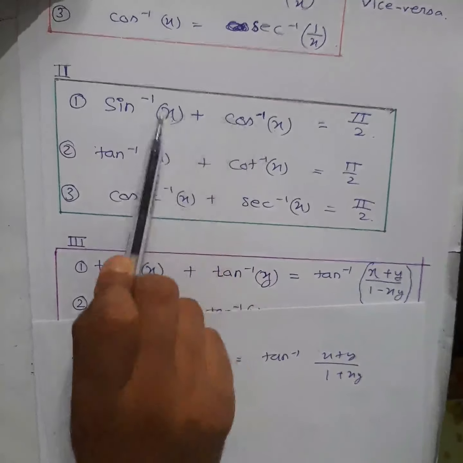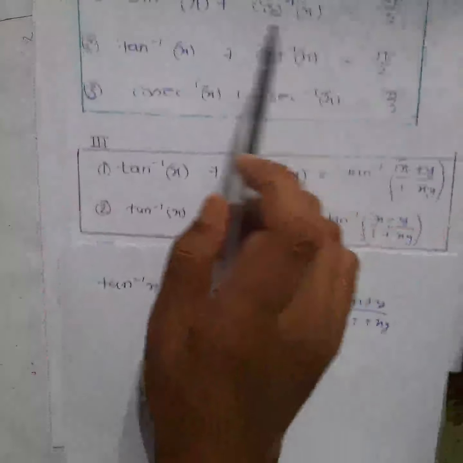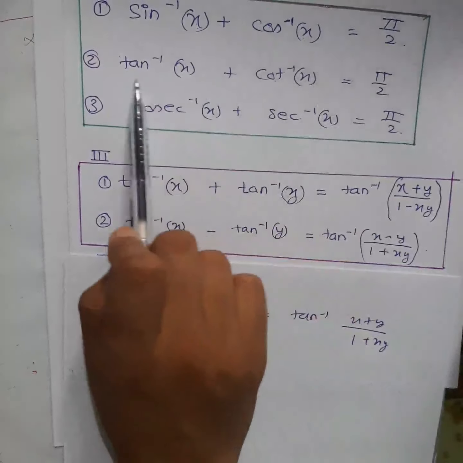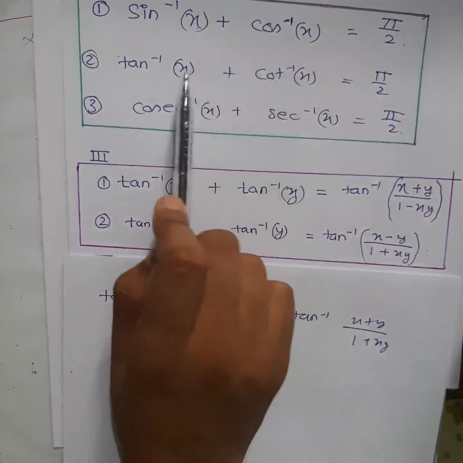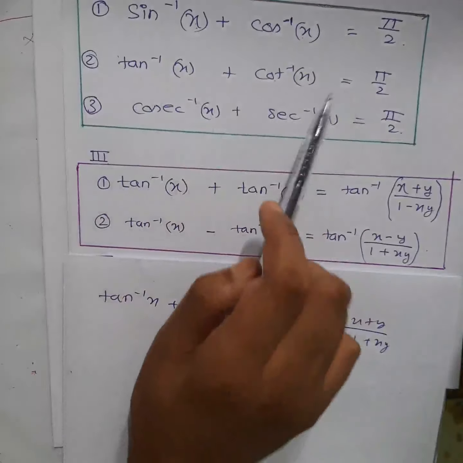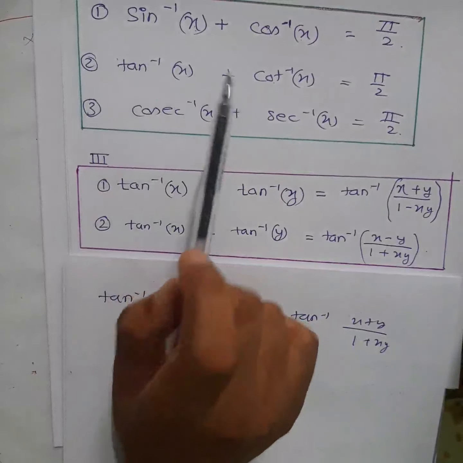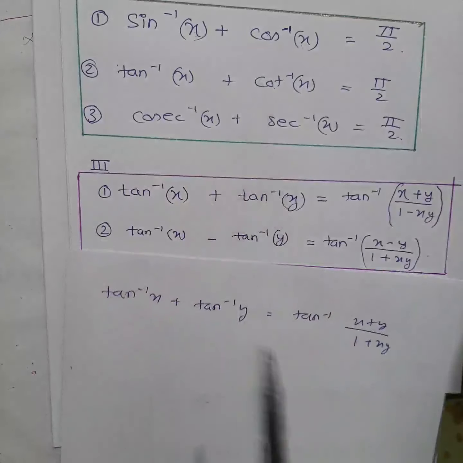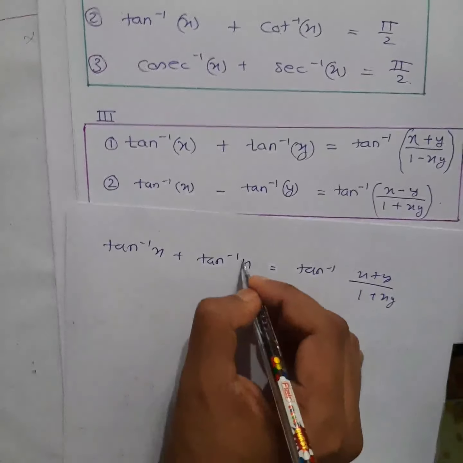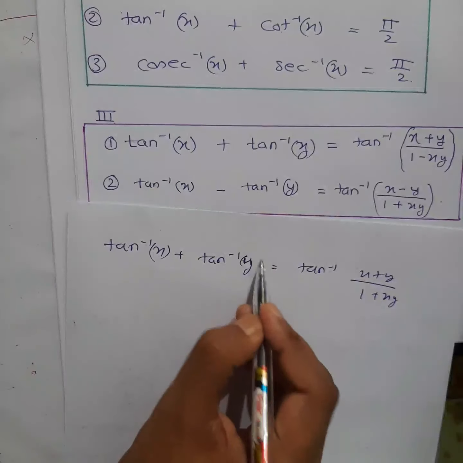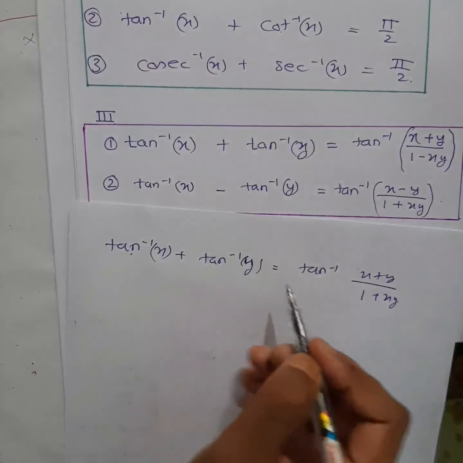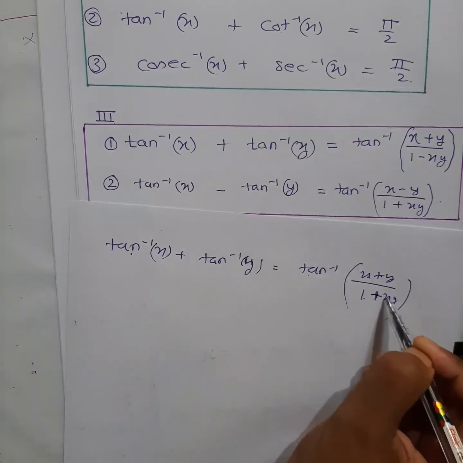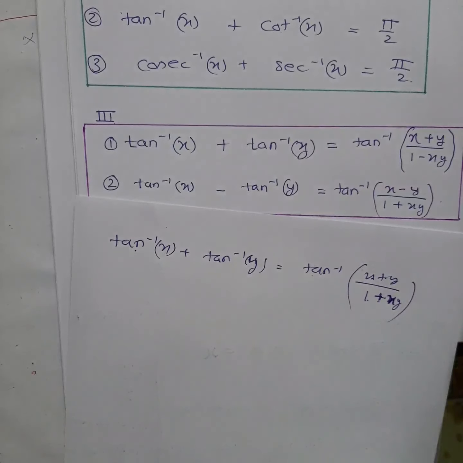No need to concentrate much on these values right now, but to make you understand I am telling you, not for all values is this identity valid. For some values of x only this identity is valid, because I told you, right, inverse exists for some values of the codomain only. So this time see here, tan inverse x plus tan inverse y equal to tan inverse of x plus y by 1 plus xy. See here how we will derive this.